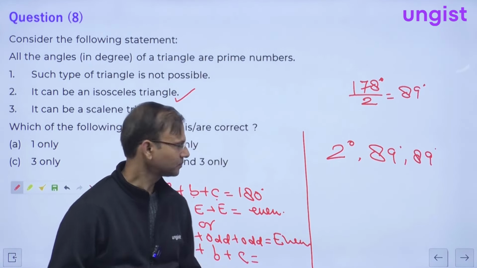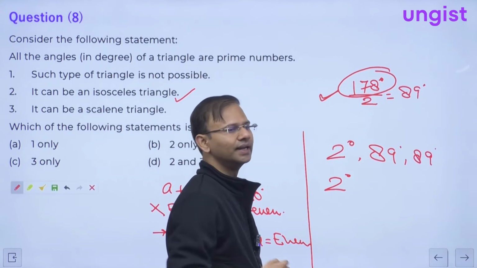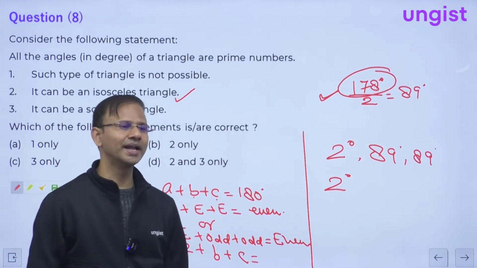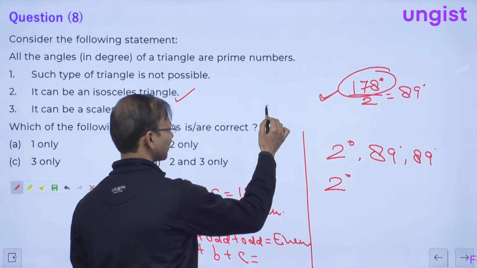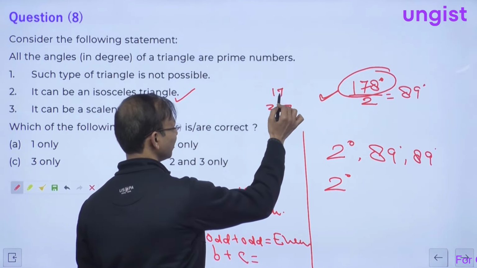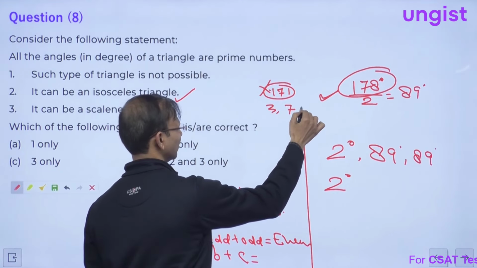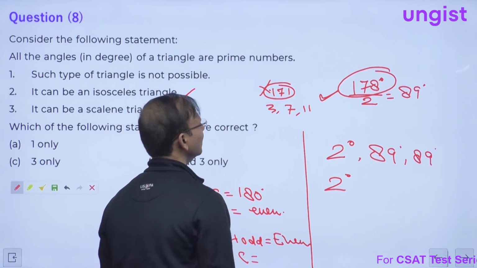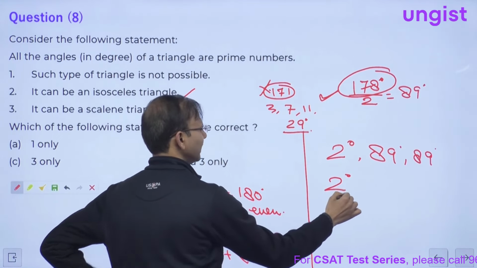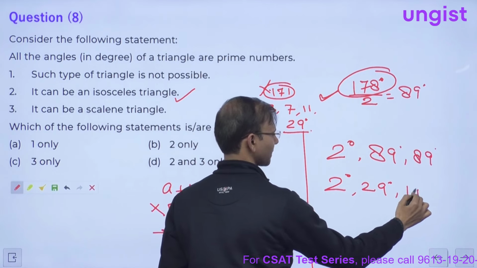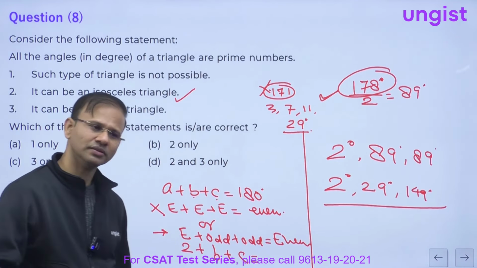Now think for scalene also. So 2 and any two prime numbers whose sum is 178 degree. Right? So any two prime numbers whose sum is 178 degree. Okay, so 171 is the multiple of 19, right? Then 11 is 167. No, just wait guys, 11, then 29 and 149. 29 is a prime number. 149 is also a prime number, guys. Right?